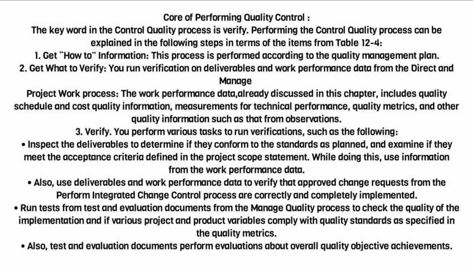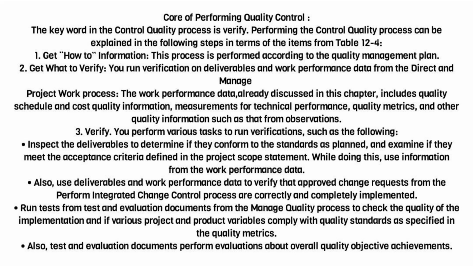2. Get what to verify. You run verification on deliverables and work performance data from the direct and manage project work process. The work performance data, already discussed in this chapter, includes quality schedule and cost quality information, measurements for technical performance, quality metrics, and other quality information such as that from observations.